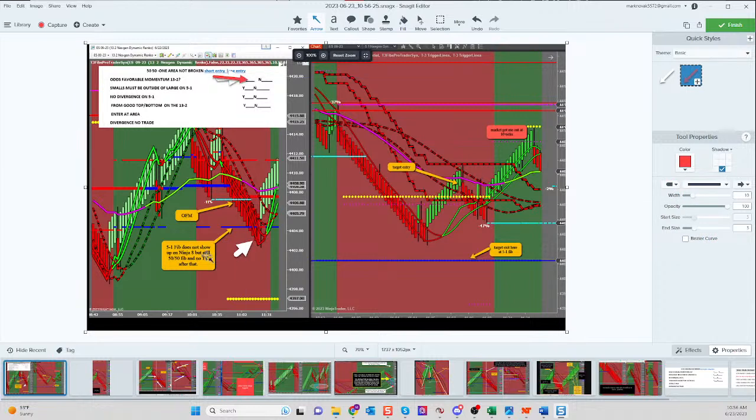You had odds favorable momentum. You pointed it out. Great read. Beautiful read. Smalls outside of the large on the 5-1. Once again, it's a yes. Double the momentum. Feeling great about it. No divergence on the 5-1. Spot on, right? Coming from a good top or bottom. Once again, it's a yes. So you've got all of your conditions met. You agree?